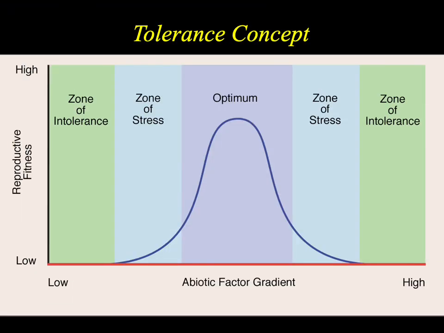So this graphic displays the tolerance concept. The x axis here is some abiotic factor where its availability is low on the left side, high on the right side, and we see there's a zone of optimum. So it needs a certain amount of that resource in order to have optimum survival and growth. And then we have a zone of stress on either side, and then the green areas are quantities of the resource that don't allow the species to survive.